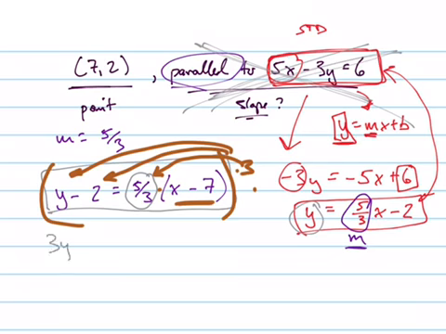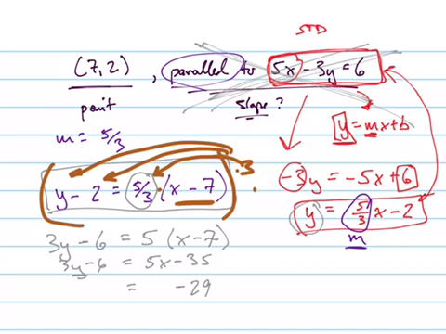When I do that, what do I get? I get 3y minus 6 equals 5 times (x minus 7). Easier to deal with now, right? So then let's distribute this in: 5x minus 35. Now let's get y by itself. So let's add 6 to both sides. I'm going to do this in a little bit of a shortcut. And now let's divide by 3. 5/3 x. See how I did that?